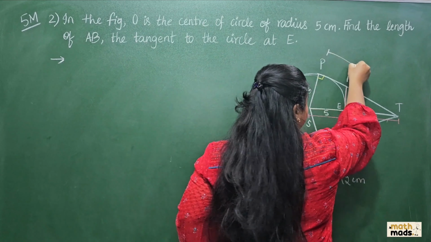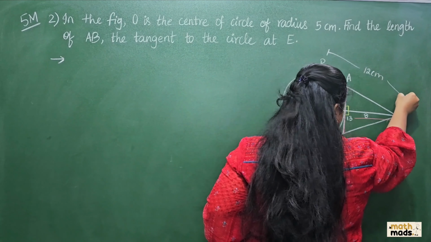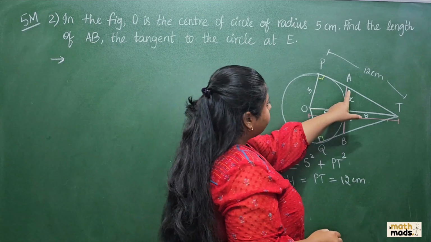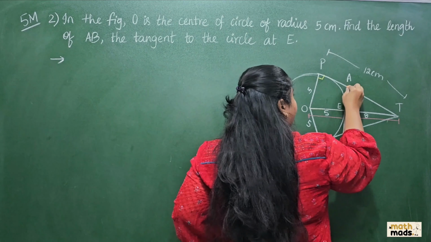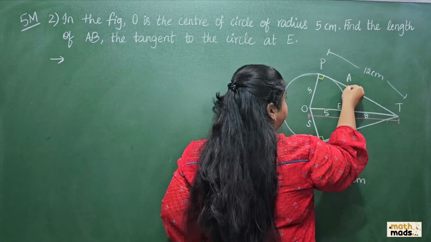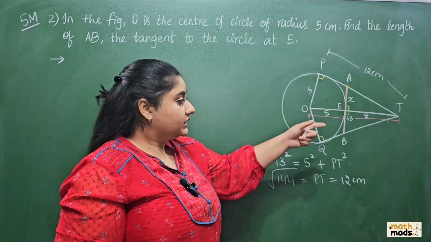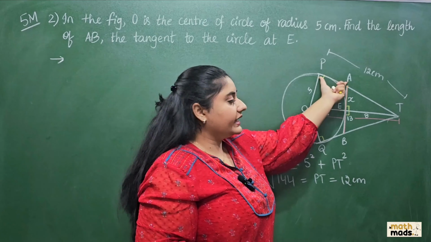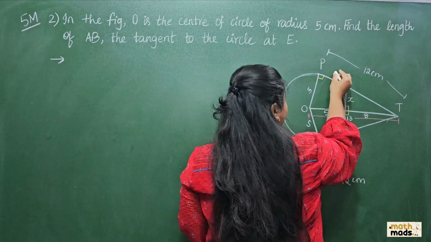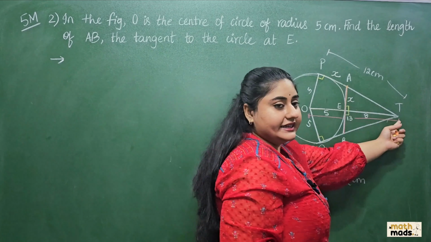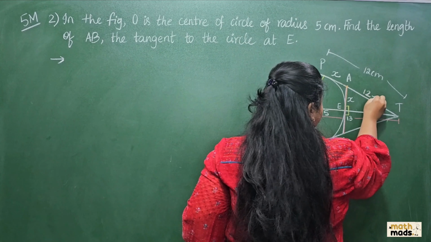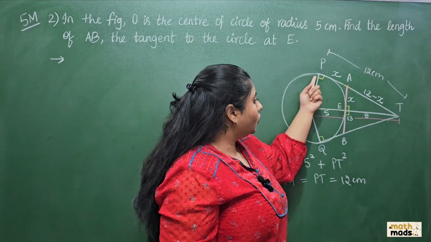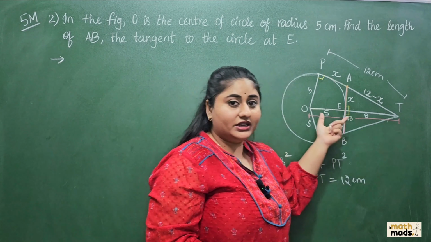So if the entire thing is 12 centimeter, and I consider AE as x units, observe that from the external point A, I have 2 tangents, that is AE and AP, right? Both are tangents from an external point, so both will be equal. So if AE is x units, then AP will also be x. Then what is the measure of AT? 12 minus x.